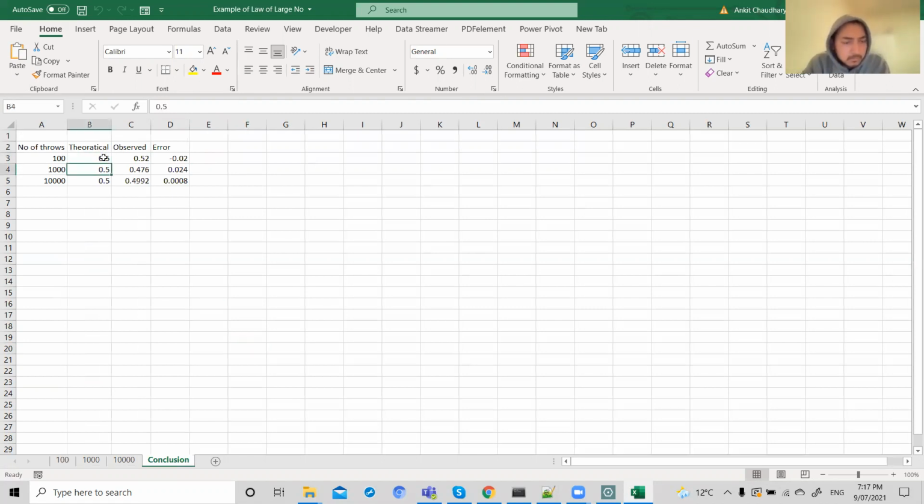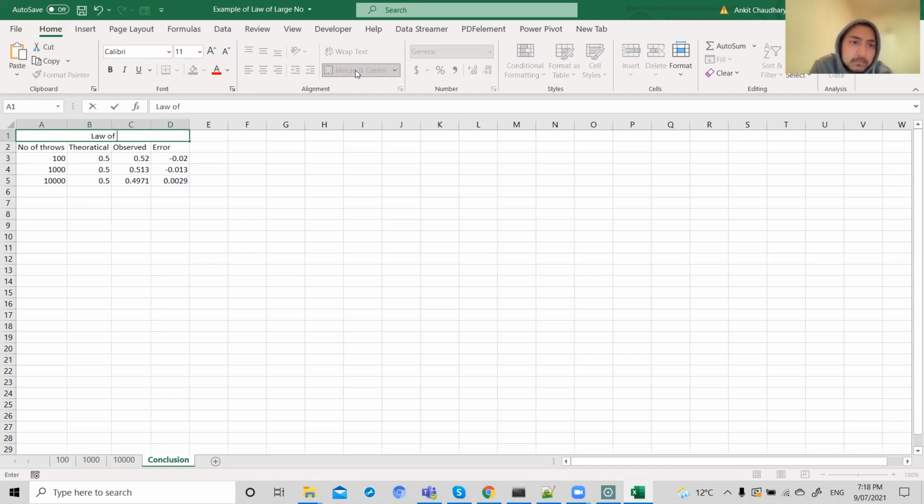So what's the conclusion for 100 samples? Your observation has about 0.02 error. For 1000 you have a smaller error, and for 10,000 you have an even smaller error. So as the value of n increases, your observed value becomes equal to the theoretical value. This is what the law of large numbers says.